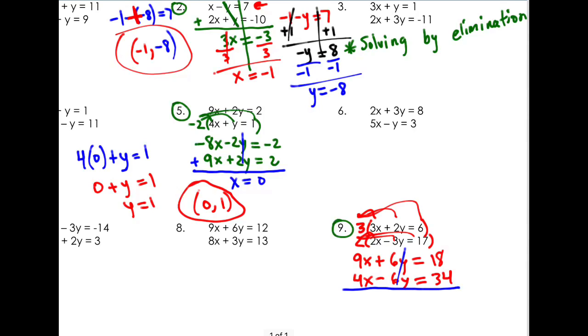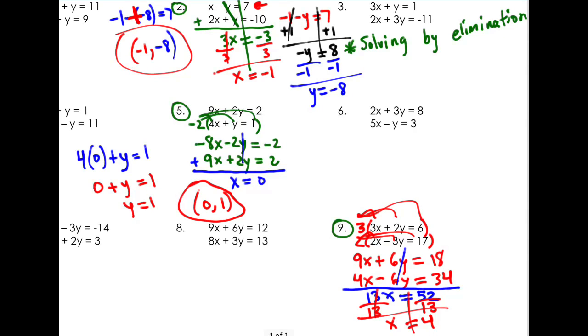What's left on this side? You have a 9x and a 4x. That is a 13x is equal to 18 and 34 is 52. So then, next step is to divide by 13. It's the opposite of multiplication there. Whatever you do on one side has to be done on the other. That leaves us with x is equal to 4.